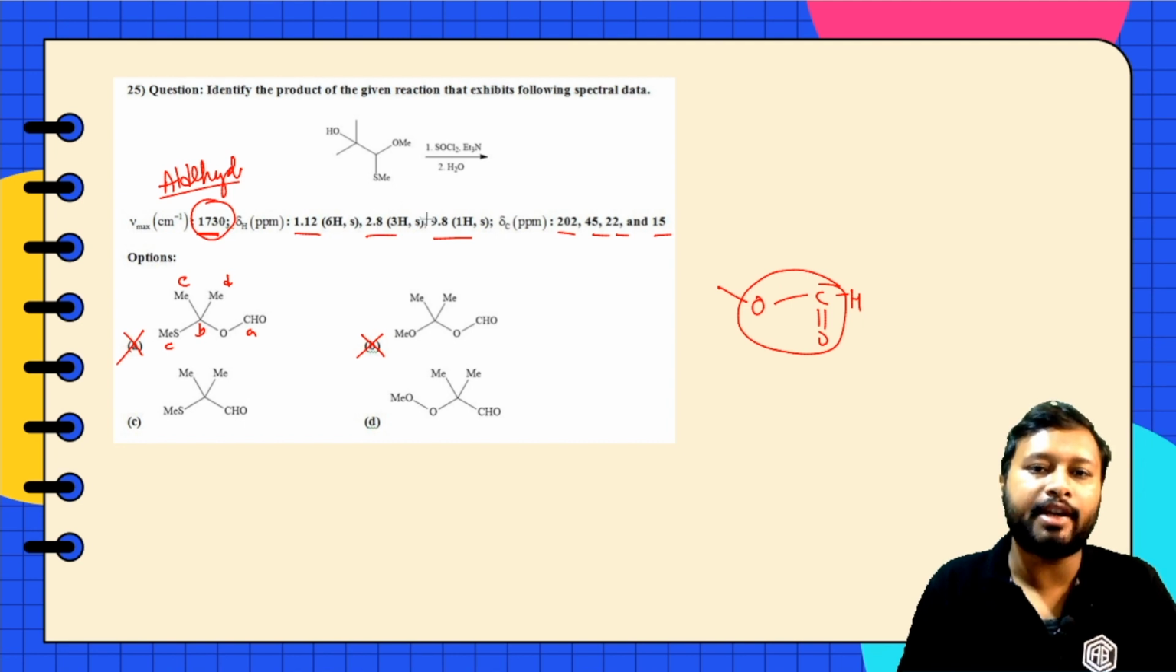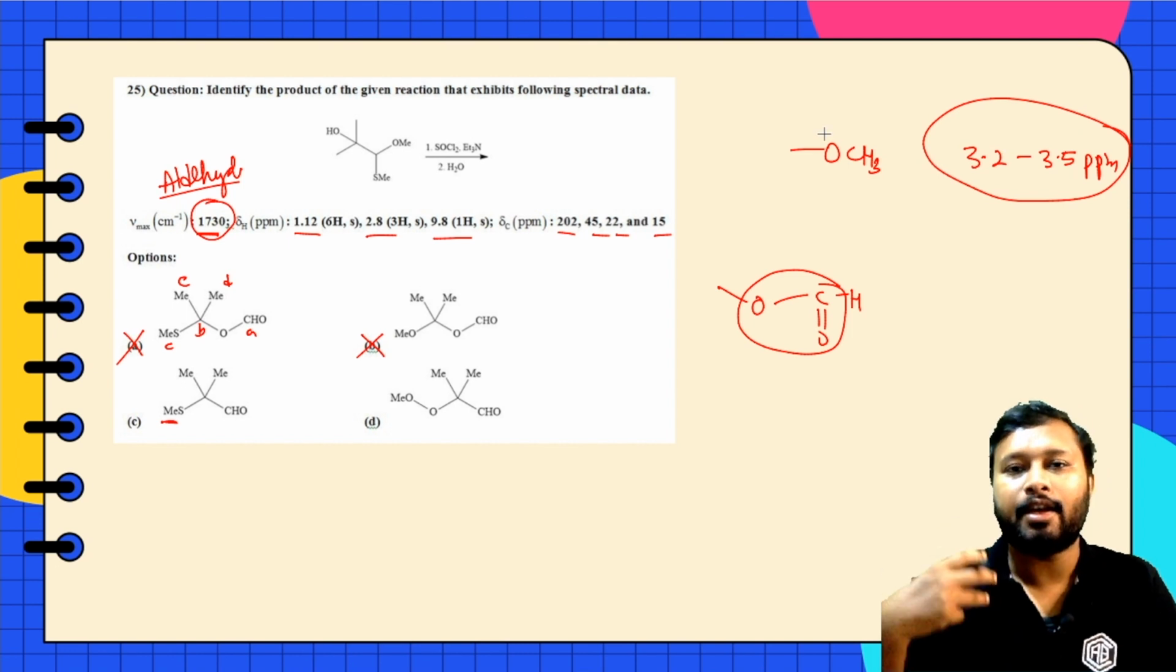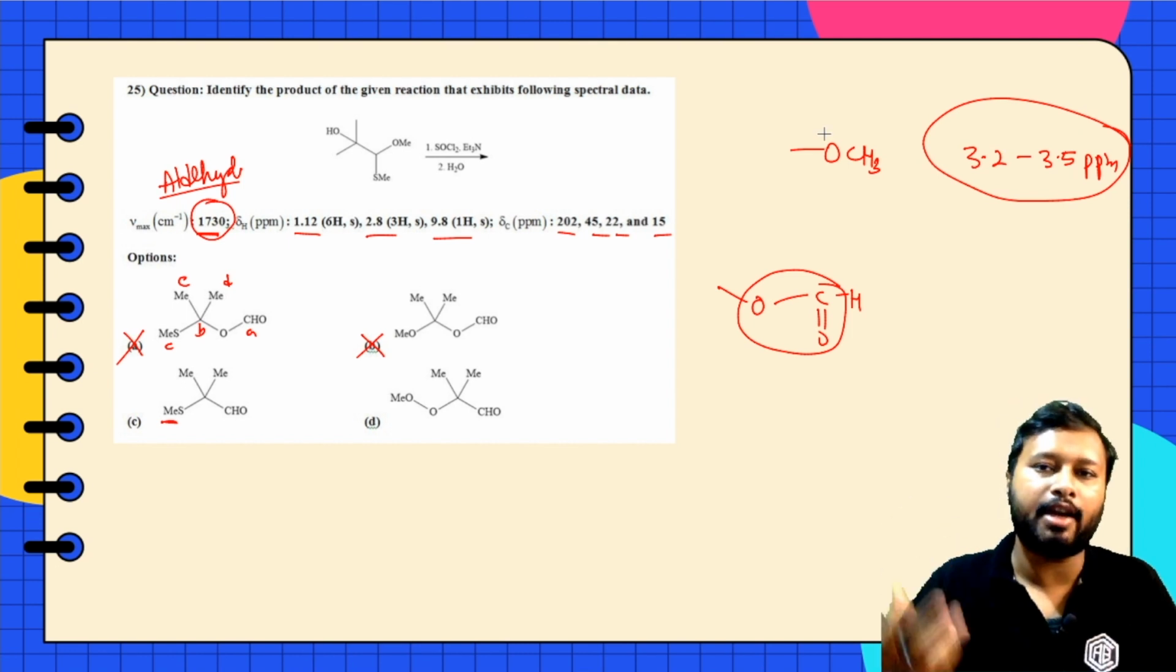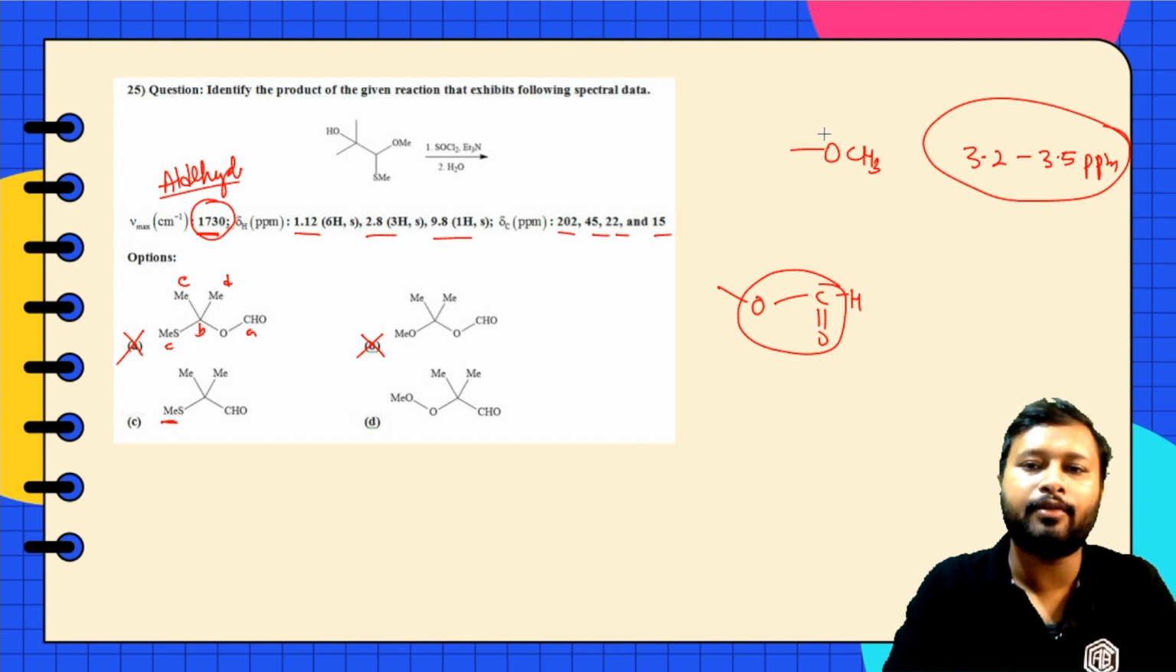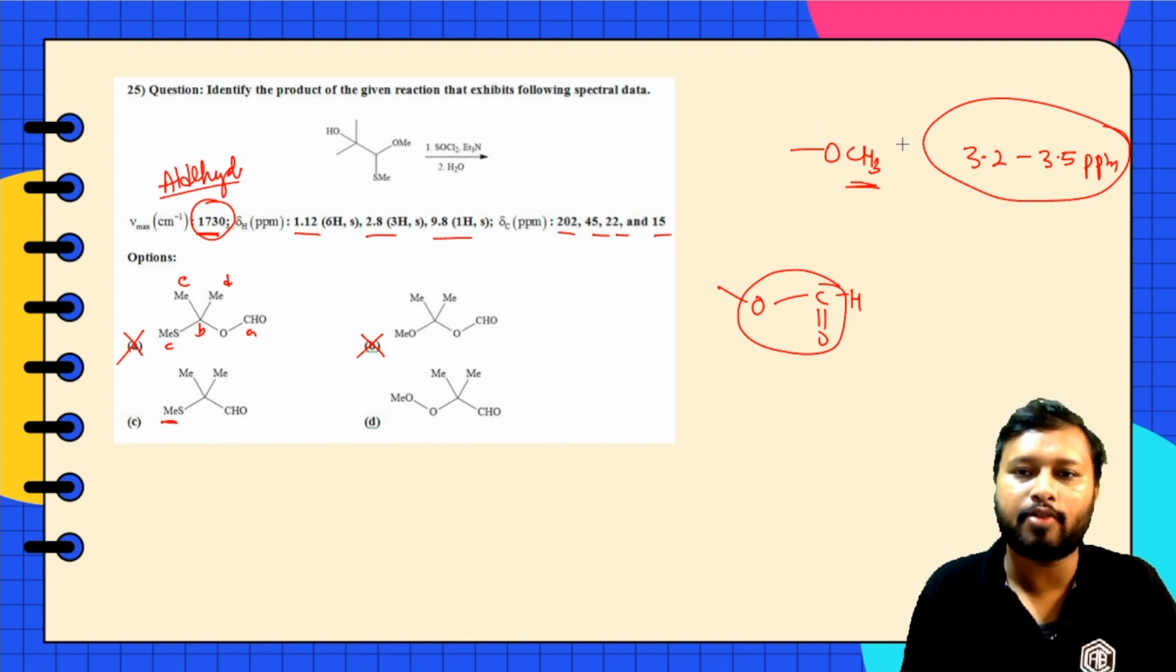Then the 2.83 hydrogen singlet is because of a methyl attached to some electronegative group. Okay, so that is because of SMe. One more thing: OMe or OCH3 has a very distinctive chemical shift of 3.2 to 3.5 ppm. This value is because of the high electronegativity of oxygen. These three hydrogens of the methyl group are going to give you a 3 hydrogen singlet in this particular range.